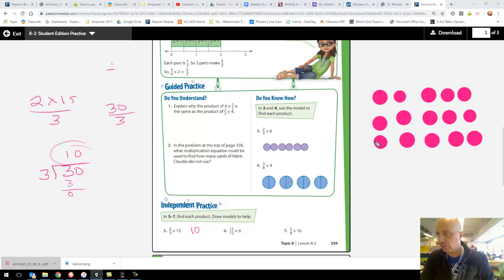And I put those into 3 groups. There's 3 groups. I can see it right here, right? 1, 2, 3 groups. And if I took 2 of those groups only, that would be this one here and this one here, and that would be 1, 2, 3, 4, 5, 6, 7, 8, 9, 10, and I would get my same answer, okay?